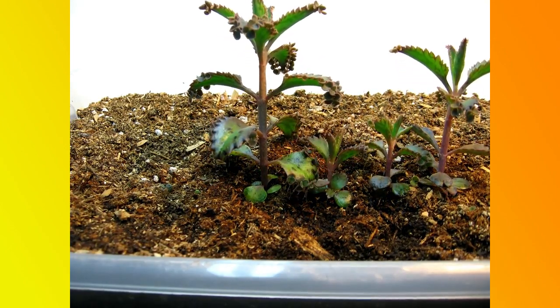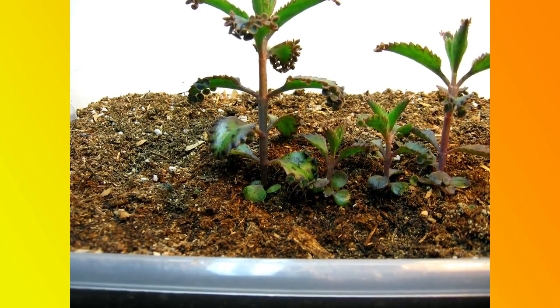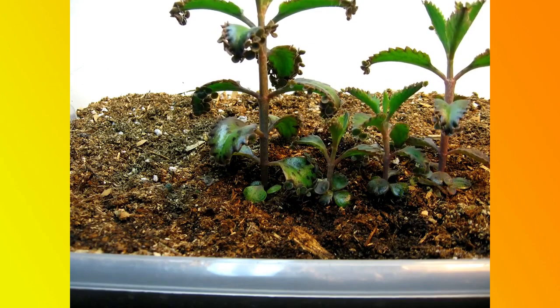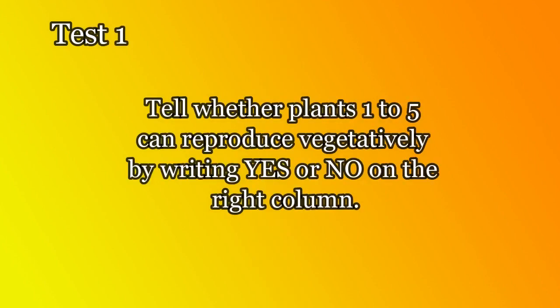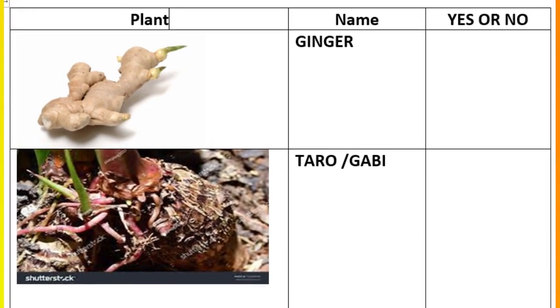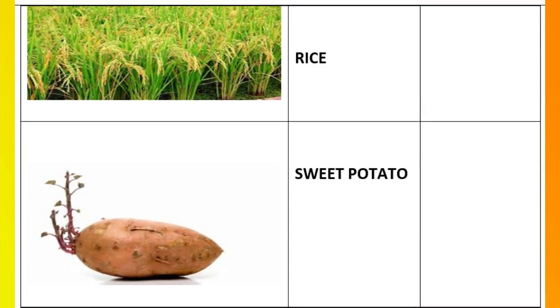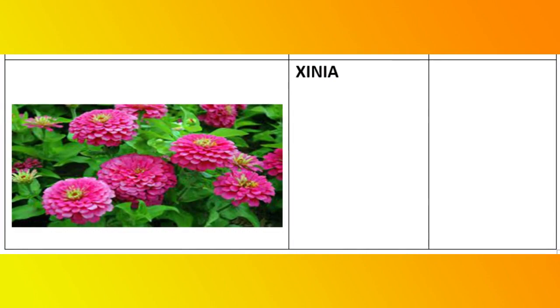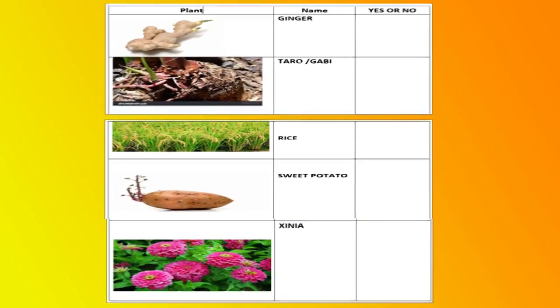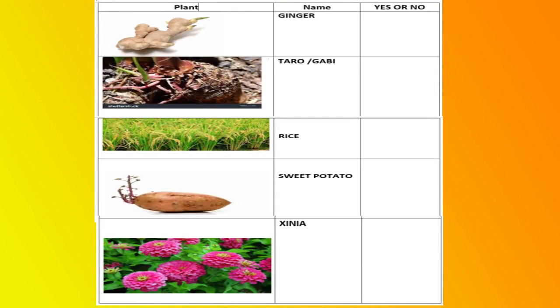Now that you know that some other plants reproduce vegetatively, let's assess what you have learned from today's lesson. Answer this in your LAS. Test 1. Tell whether plants 1 to 5 can reproduce vegetatively by writing yes or no on the right column. Was that hard? Nope, just like eating a piece of cake.